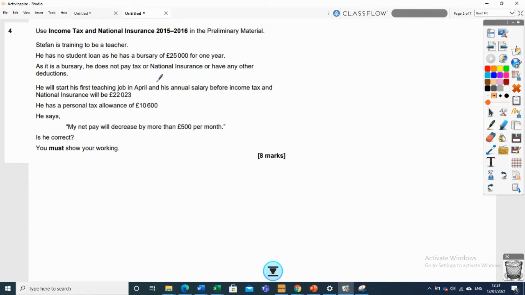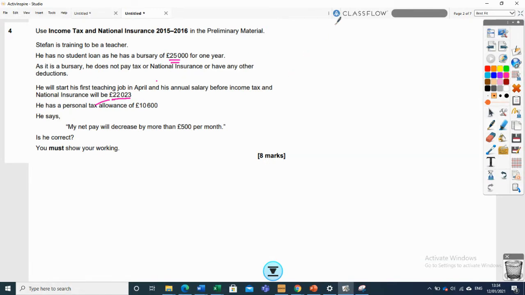He's going to start his first job, and his salary is £22,023. His personal tax allowance is £10,600, which it says in the preliminary material. He says, my net pay will decrease by £500 per month. This is compared to when he had £25,000 as part of his bursary.